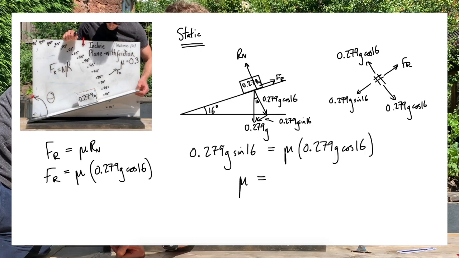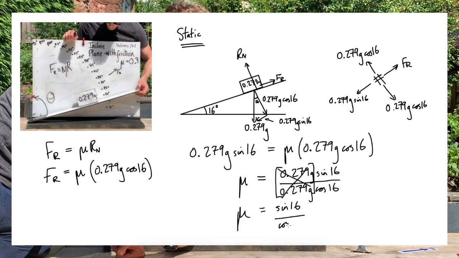To work it out, I need to divide this left-hand side by this bit in brackets. So mu is going to equal 0.279 G sine 16 over 0.279 G cos 16. And one thing you'll notice is, look, this first bit here all cancels. So I end up with mu equals sine 16 over cos 16.